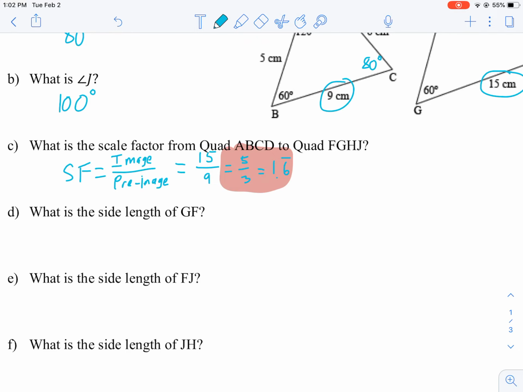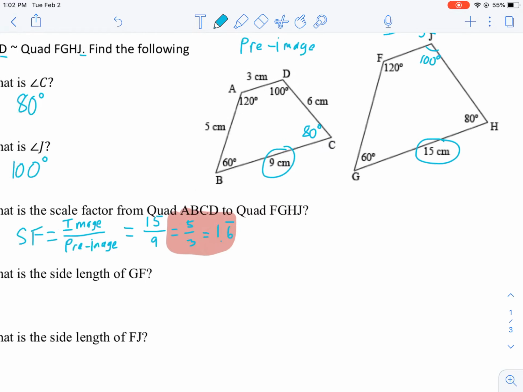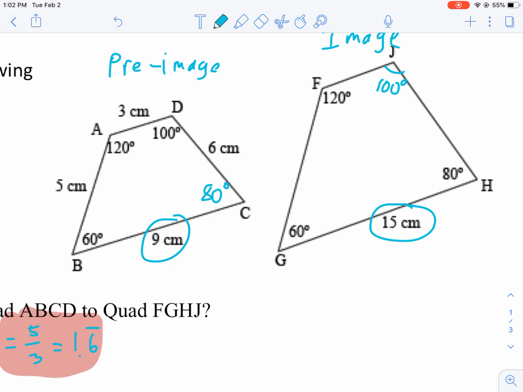So now it asks us for some side lengths, right? It's basically asking us for all 3 of these side lengths over there on the image that we don't have. So it says, what is the side length of GF? Okay, so the way to find the new sides is to multiply your old sides by the scale factor, okay?